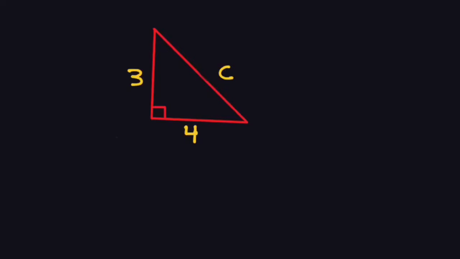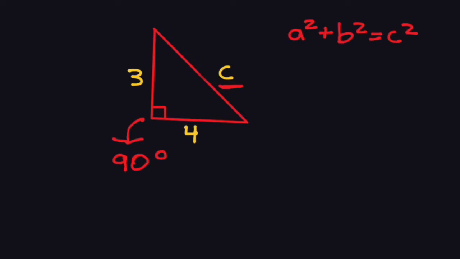Hey guys, today we're going to be going over the Pythagorean Theorem, which is actually just a really simple formula that we can use to find the missing side of a right triangle, or of a triangle that has an angle that measures 90 degrees. Now, as I said before, the Pythagorean Theorem is a formula, and that formula is a squared plus b squared is equal to c squared.